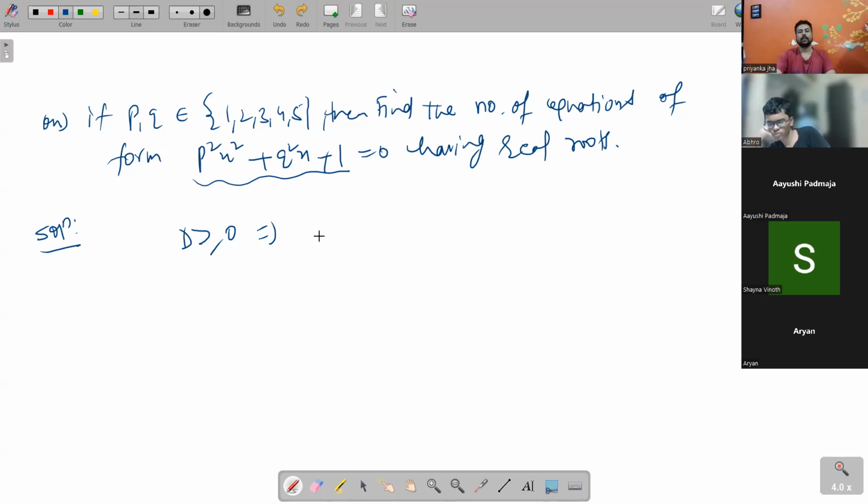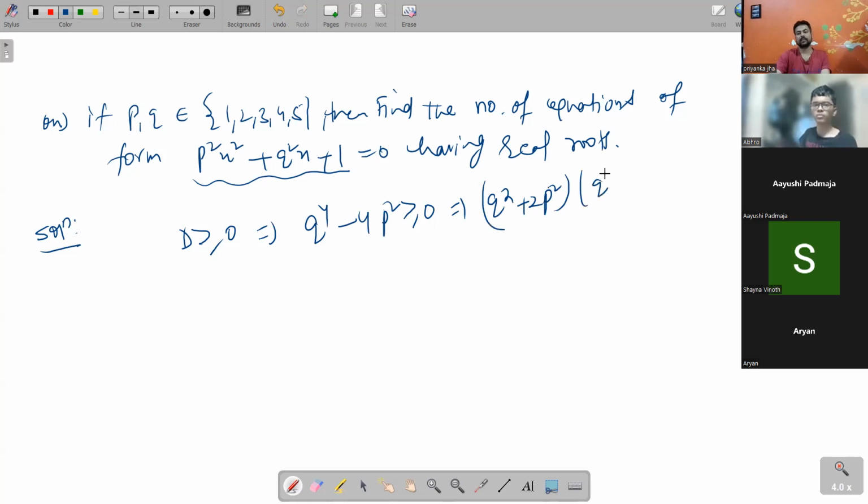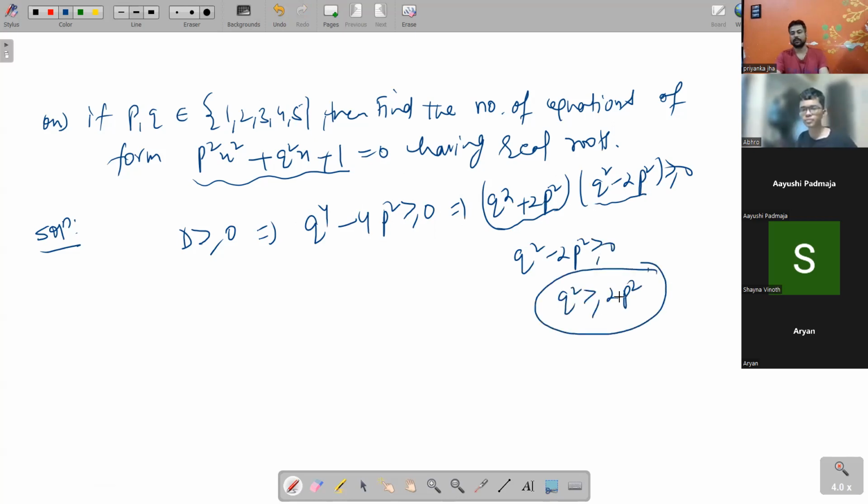Discriminant is b square minus 4ac, that is this, greater than or equal to 0. So from here, we can say that 2p is less than or equal to q square. This is always positive, right? We know that. So we have to see this term. It means that q square has to be greater than 2p. Now this condition must be satisfied. Now we have to pick p and q.